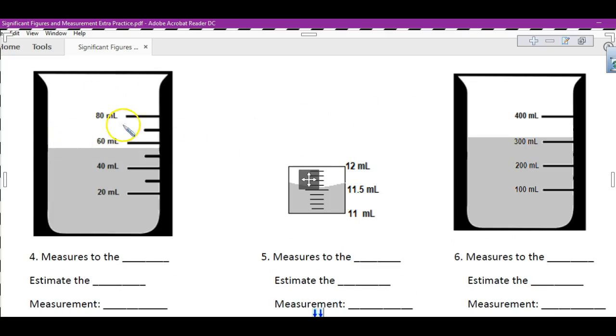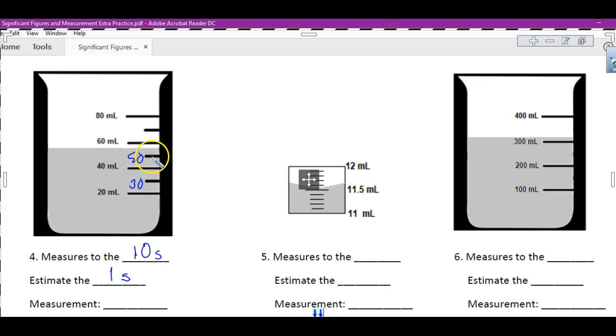So let's look at this beaker. Beakers do not usually start with their smallest increment. This one, the first line is 20, but let's look to see what's actually happening. You've got these larger lines that seem to be going up by 20s, but then we've got one that's halfway. So this would be like 30, that's 40, 50. So this is going up by 10s. So it measures to the 10s. Then we estimate the next smaller place value, so that would be the 1s. So the last digit in your measurement should be in the 1s place.